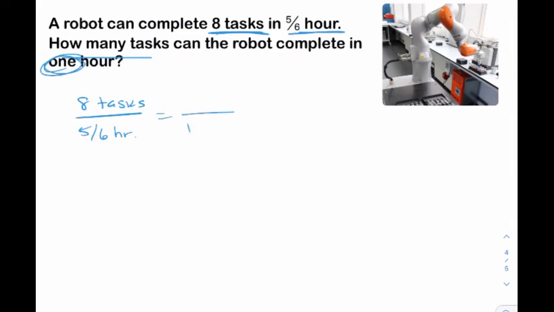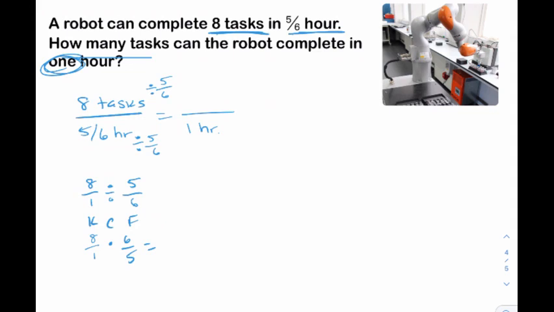So since my hours are on the bottom, I need to complete this by putting my 1 hour on the bottom. To get from 5/6 to 1, we need to divide by 5/6. And I have to do the same thing on top. So 8 over 1 divided by 5/6. I'm going to keep 8 over 1, change division to multiplication, and flip 5/6 to become 6/5.